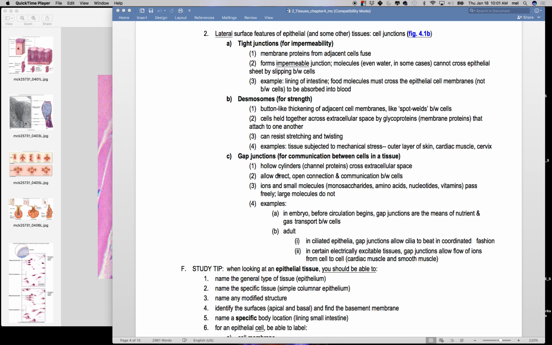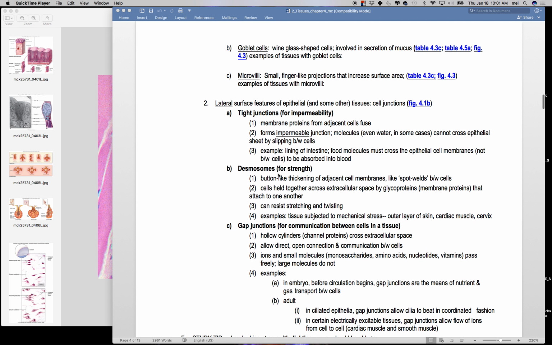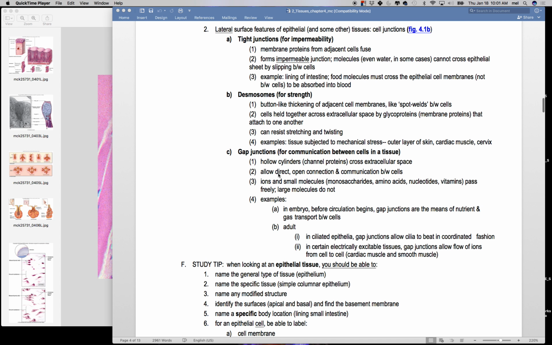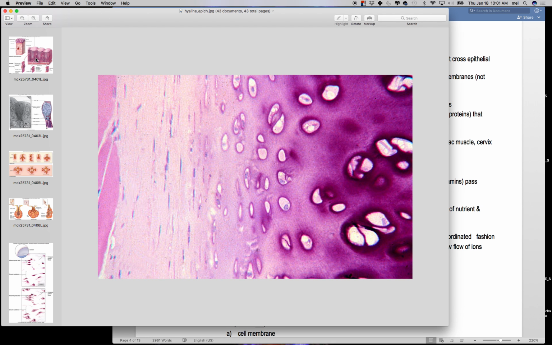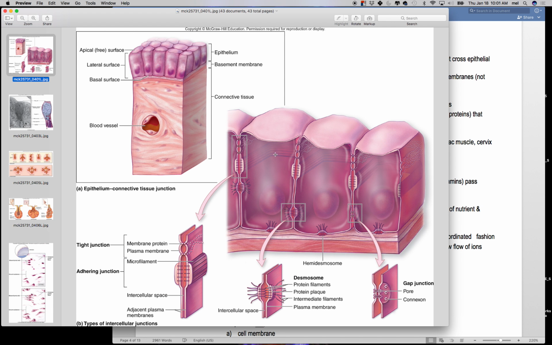Okay, so we are going to finish epithelial tissues. The last thing that we have to do is to just talk about how epithelial cells stay attached to one another, because of course we know that one of the characteristics of epithelial tissue is that the cells are right next to one another, right?